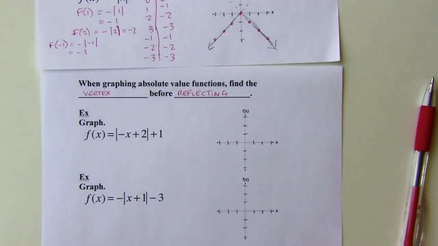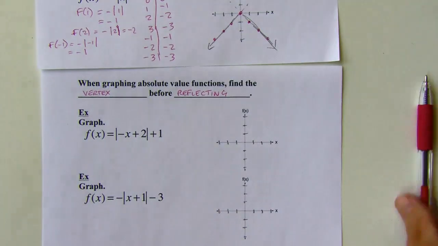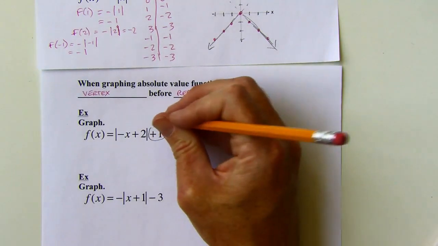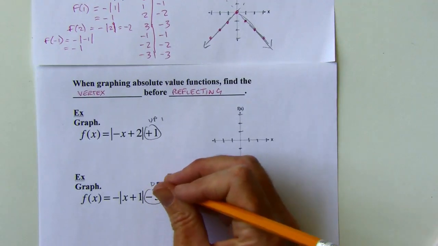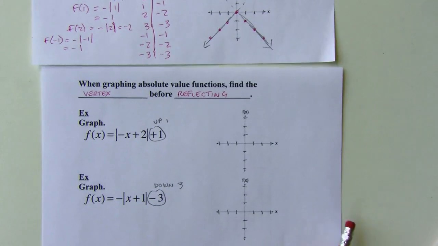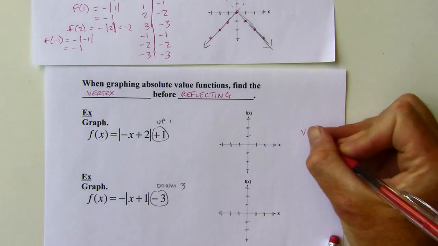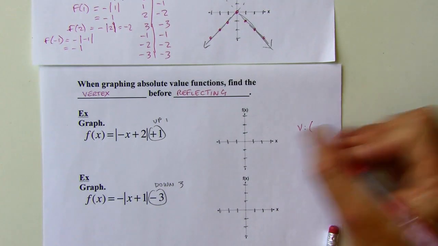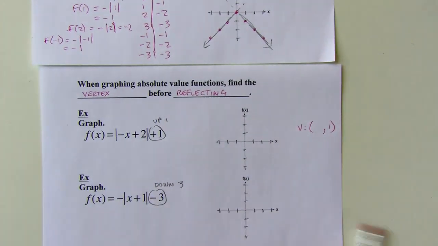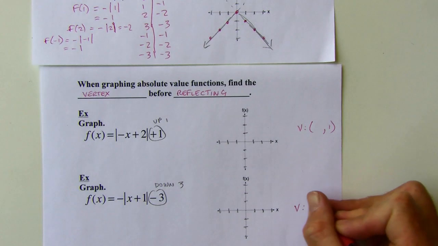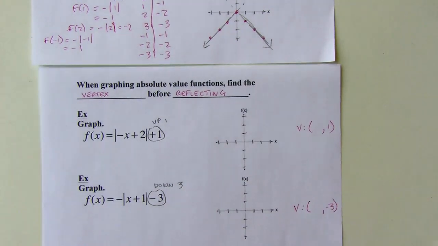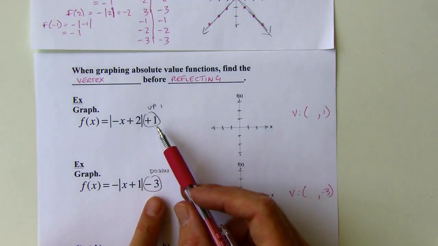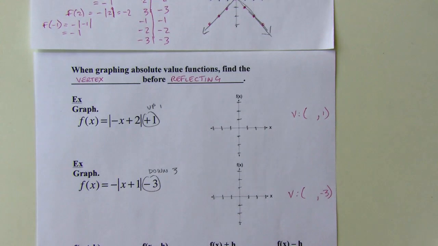Okay, so here's how I'm going to do it. I can tell that this is going to move everything up 1 unit, right? And this is going to move everything down 3. So when I'm thinking of my vertex on this first one, my y-coordinate is going to be 1 there, okay? And my y-coordinate over here is going to be -3. So that's the easier part, getting the y-coordinate, because you just look if anything's added or subtracted outside of the absolute value. The harder part is finding the x value.